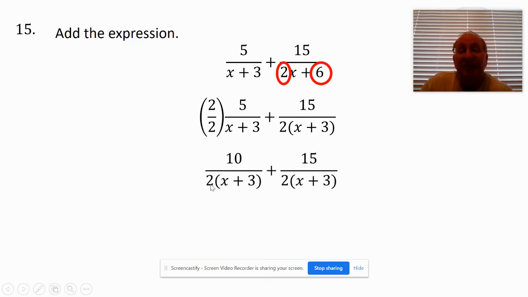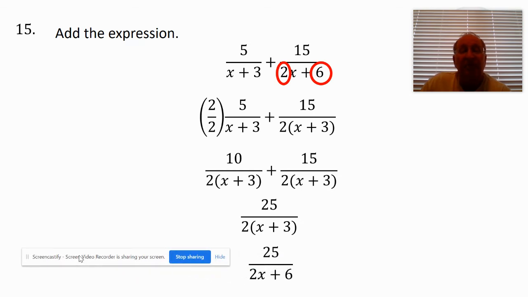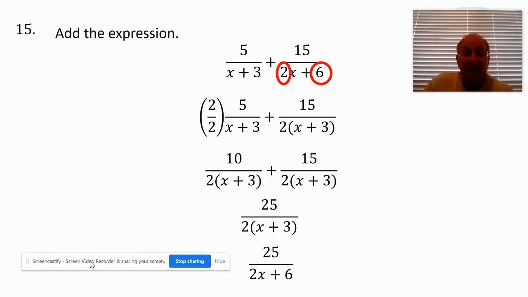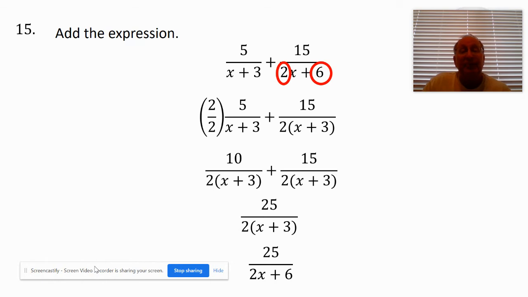Well, 2 times 5 is 10. These are both the same denominator, which makes 25 over 2 plus x plus 3. And if you wanted to go ahead and multiply it out, it would be 25 over 2x plus 3. Now that would be an addition one.